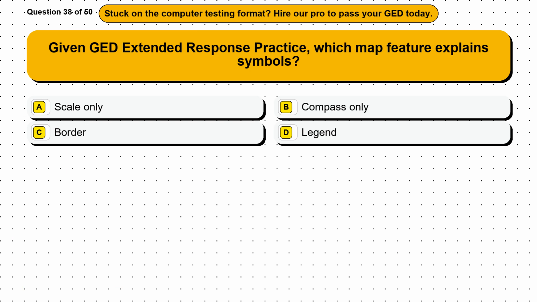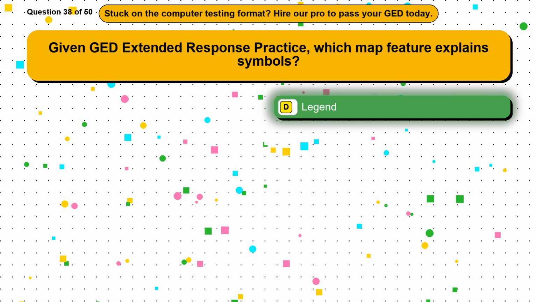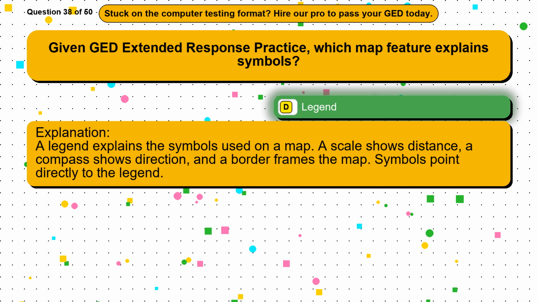Question 38. Given GED Extended Response Practice, which map feature explains symbols? Option A Scale only. Option B Compass only. Option C Border. Option D Legend. The correct answer is option D. Legend. A legend explains the symbols used on a map. A scale shows distance, a compass shows direction, and a border frames the map. Symbols point directly to the legend.